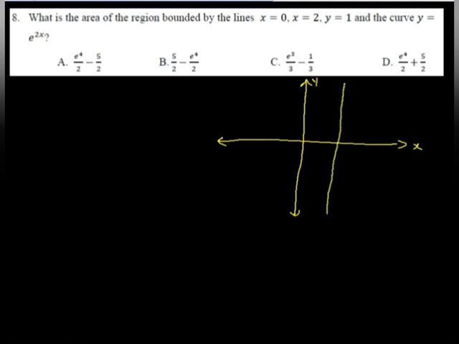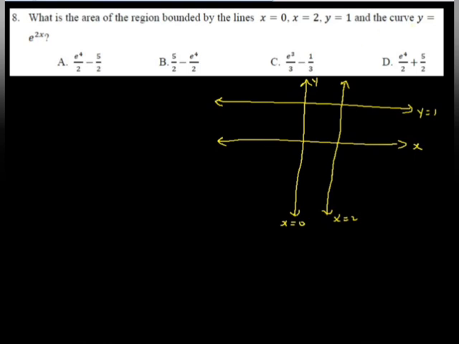What is the area of the region bounded by the lines x equals 0, x equals 2, y equals 1, and y equals e to the power of 2x? To understand this problem, it's good to sketch the graph. So x equals 0 is the y-axis, x equals 2 is a vertical line like this. The other thing, y equals 1, is also given.